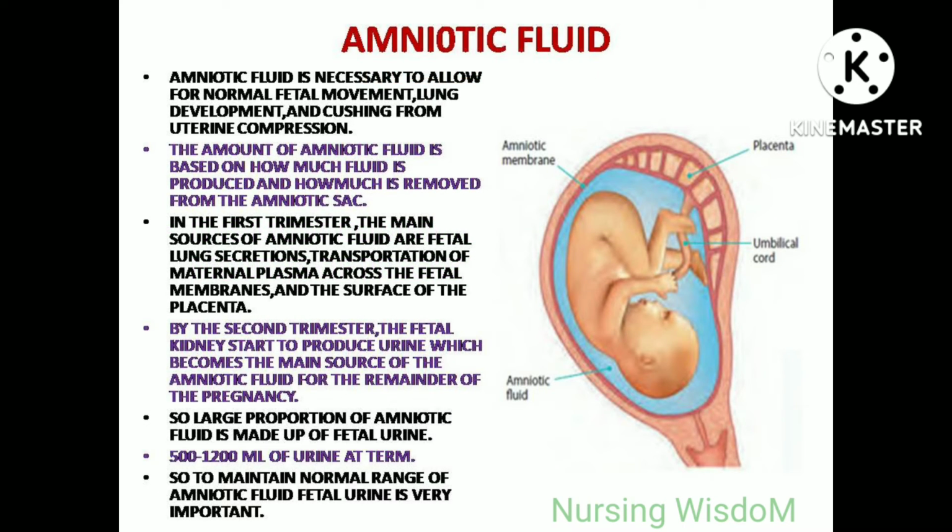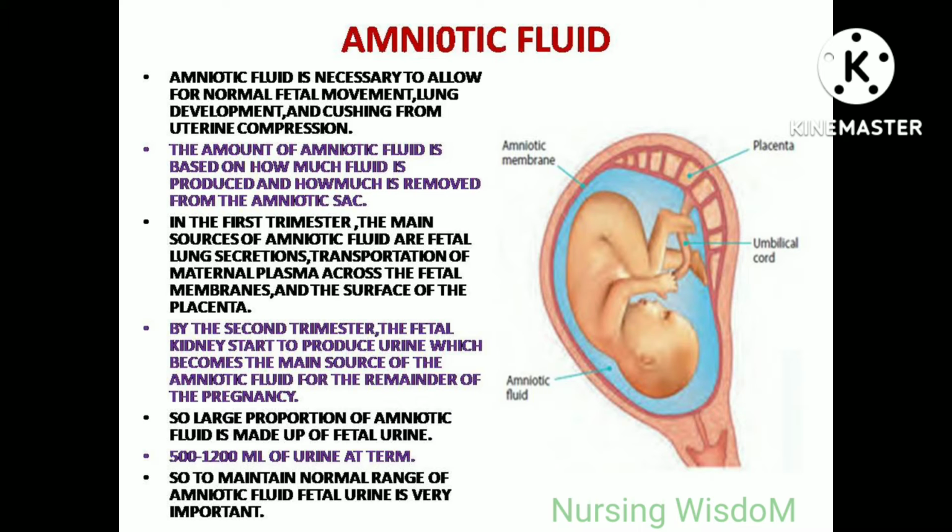Amniotic fluid is necessary to allow for normal fetal movement, lung development and cushioning from uterine compression. The amount of amniotic fluid is based on how much fluid is produced and how much is removed from the amniotic sac. In the first trimester, the main sources of amniotic fluid are fetal lung secretions, transportation of maternal plasma across the fetal membranes, and the surface of the placenta. By the second trimester, the fetal kidneys start to produce urine, which becomes the main source of amniotic fluid for the remainder of the pregnancy.